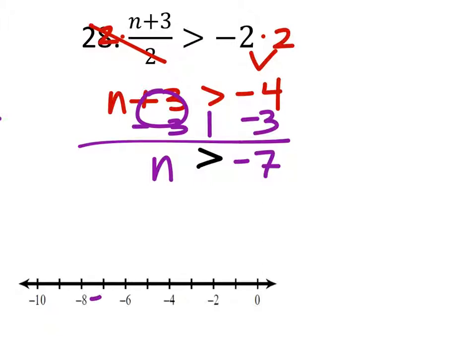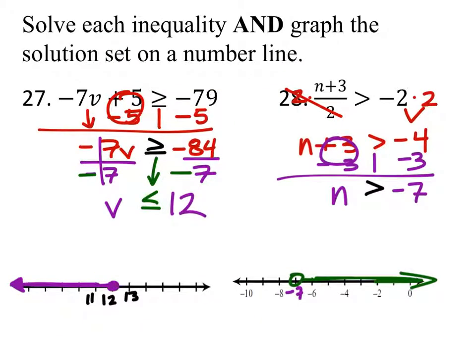So negative 7 would be right here on the number line. That one is an open circle because it's not equal to negative 7, and it is eating the n, so this one goes to the right. And that would be our answer right there for the inequality and the graph. And again, there are the two together, 27 and 28.